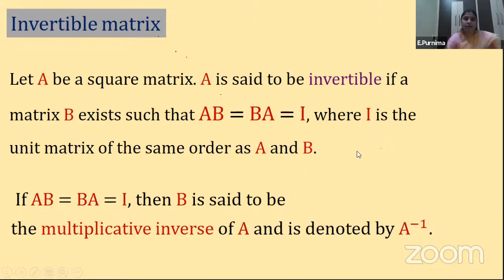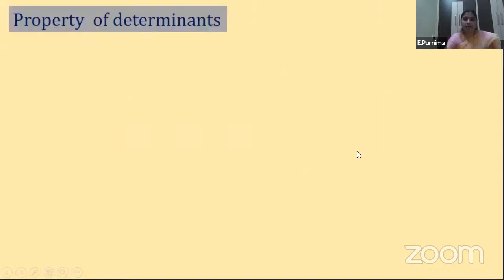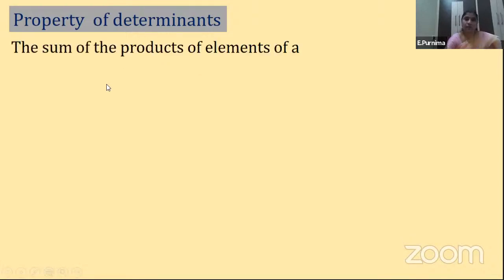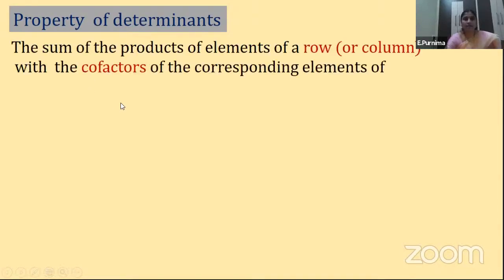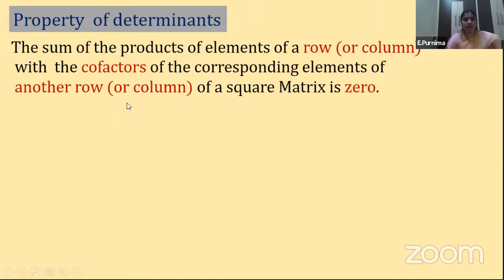So, and here, a property of determinants, children, one important property I'm going to explain to you now. A few properties we have discussed in the last session. One property I'm explaining now, because based on this property we are going to see one important theorem, very very important for a 7 marks question. Okay, so one important property. What is that property? Let us see. The sum of the products of elements of a row or column with the cofactors of the corresponding elements of another row or column of a square matrix is 0.